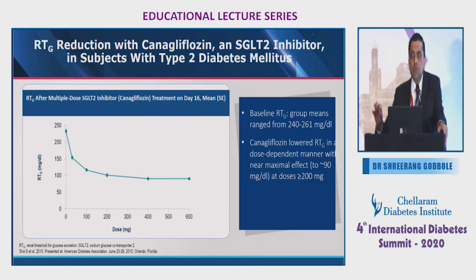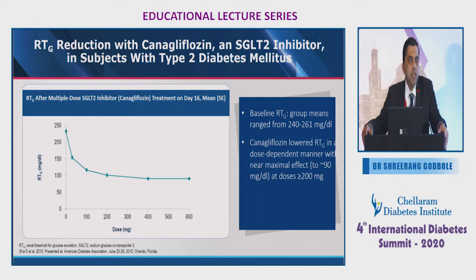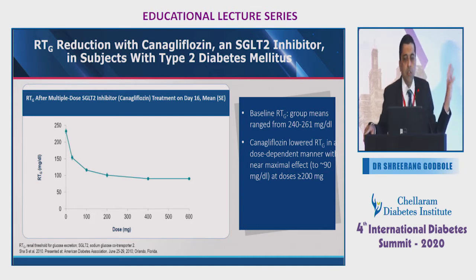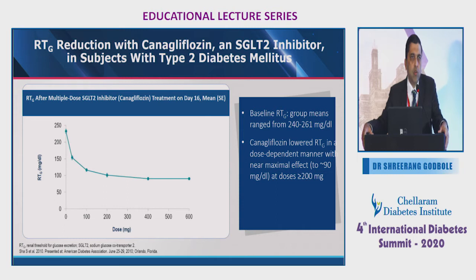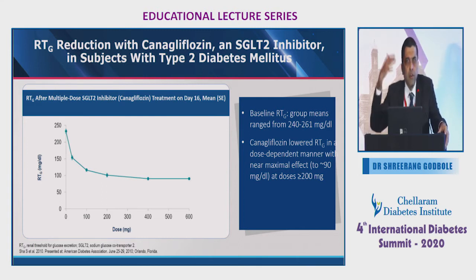Now, one of the major mechanisms of weight loss with the SGLT2 inhibitors is caloric loss through glucosuria. That is, the renal threshold for glucose excretion is lowered with SGLT2 inhibitors. And speaking of Canagliflozin per se, we know that in normal individuals, the renal threshold for glucose excretion is variously described as between 180 to 200 milligrams per deciliter. And we know that in people with type 2 diabetes, the baseline RTG is raised. So it's somewhere between 240 to 261 milligrams per deciliter. Now, Canagliflozin, or in fact any SGLT2 inhibitor for that matter, reduces the RTG in a dose-dependent manner.